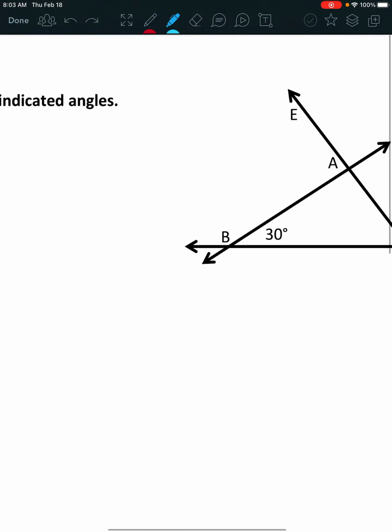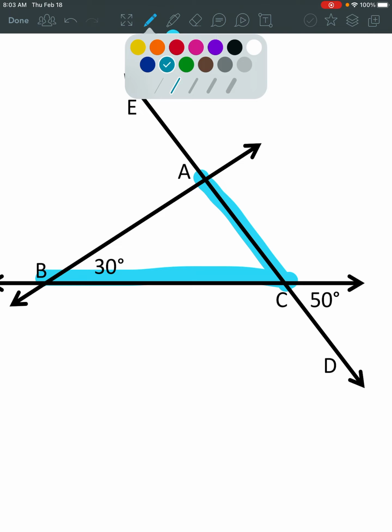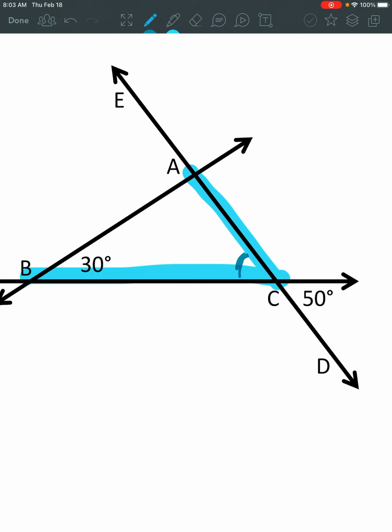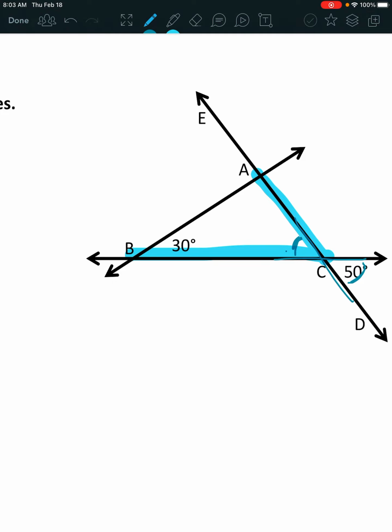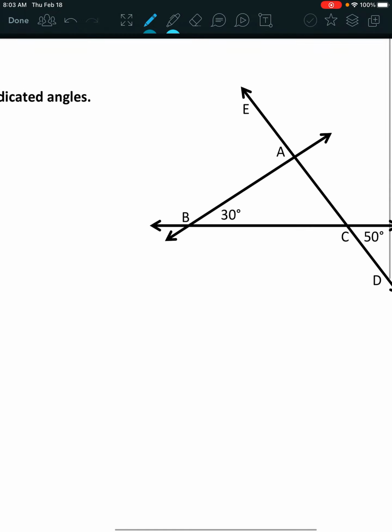So measure of B, so we start at B, and then we go to C, so B, C, A. So we are trying to find this measurement here. Now, notice directly across from it on the other side is 50 degrees. Those are what we call vertical angles. Here's a line, here's a line. They're intersecting, so when they're directly across from each other, they're congruent. So we know that angle BCA is the exact same as that 50 degrees.